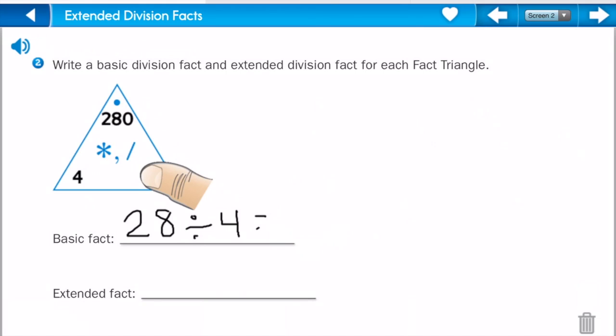Okay, now I need to think, what times 4 equals 28? Right, yes. The answer would be 7, because I know that 4 times 7 equals 28. Now we need to do our extended division fact. So we're going to do 280 divided by 4 equals what? So we already know it equals 7, and we can just use the zeros, our hero trick, and I see a 0 here, so I just add a 0 there. And that's how I know how to find my answer. Let's try the next one.